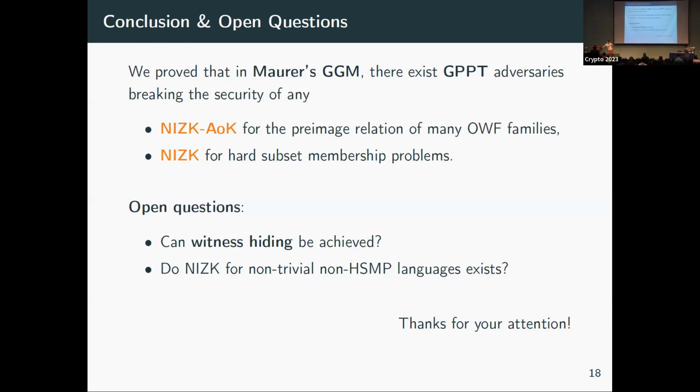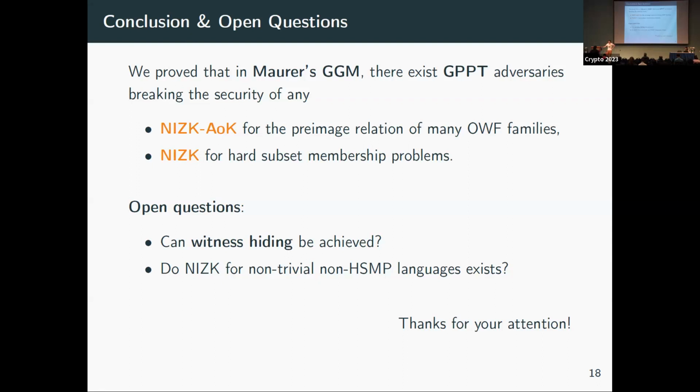So for the NIZK case, it seems your lower bound is tied to the simulator, right, with the signatures. I didn't get the question. Tied to the simulator, yes. So you really need the zero knowledge property. But for an argument of knowledge, do you have any thoughts about using a witness indistinguishable one?